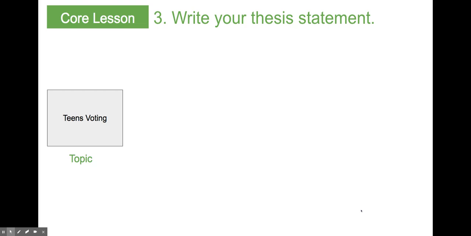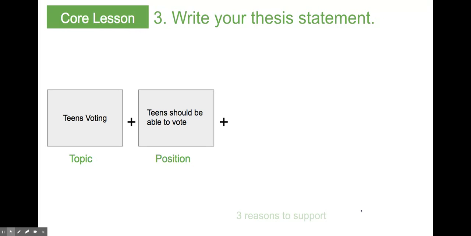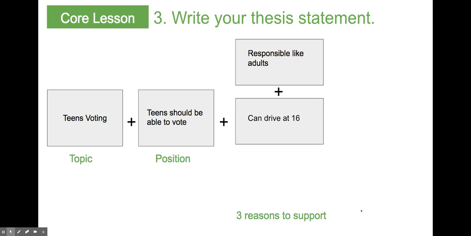So first, our topic is about teens voting. Then I'm going to say, okay, am I for this or against this? Do I think they should be able to vote or not be able to vote? In this case, I think that yes, teens should be able to vote. Now that I have my topic and position, I come up with 3 reasons. So my first reason I said was adults. They have responsibilities like adults. They can already drive at 16. And they want their voice heard.